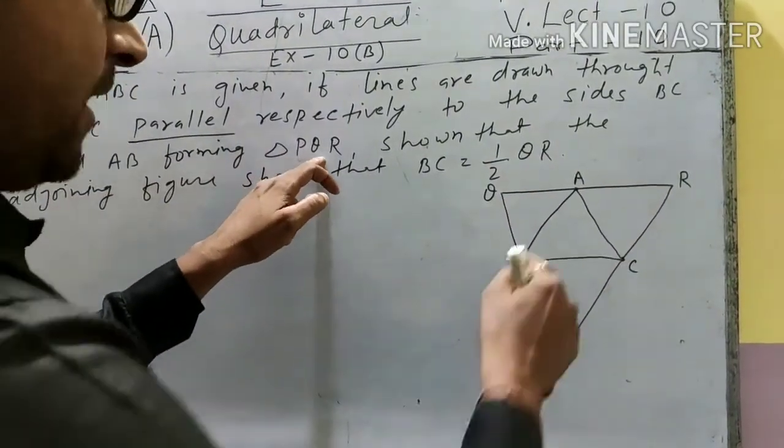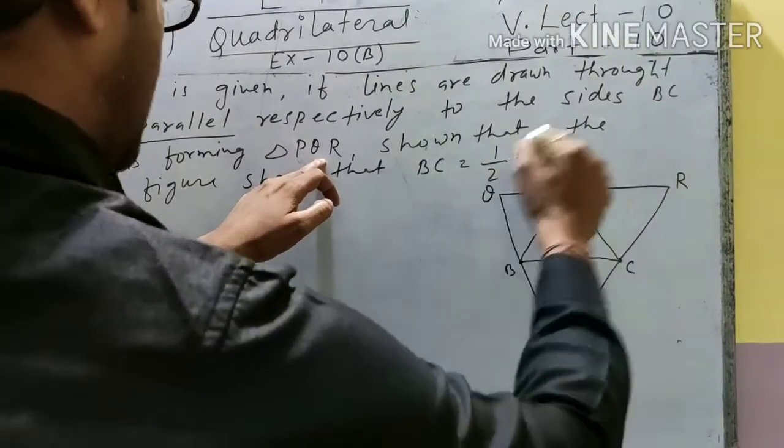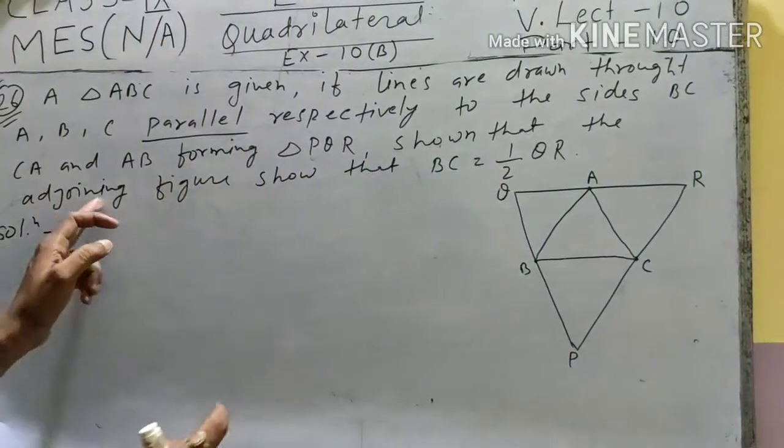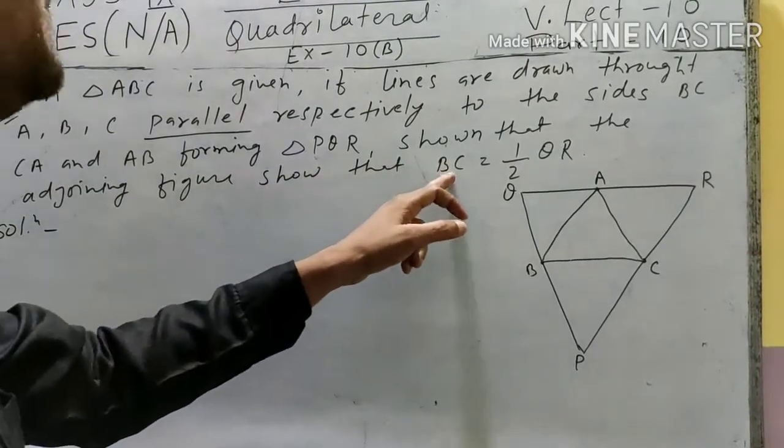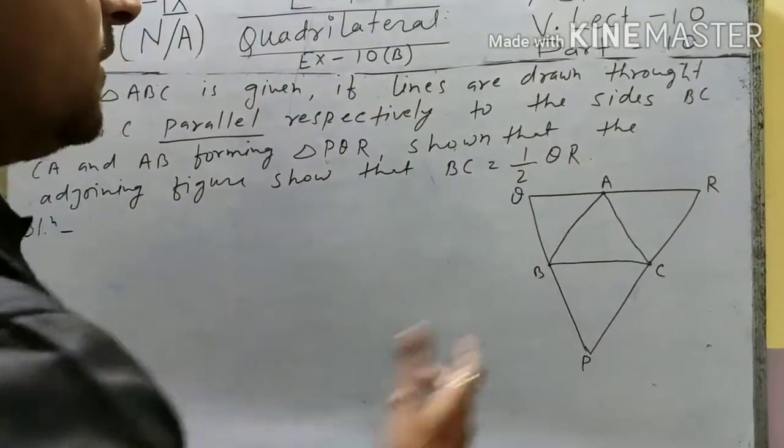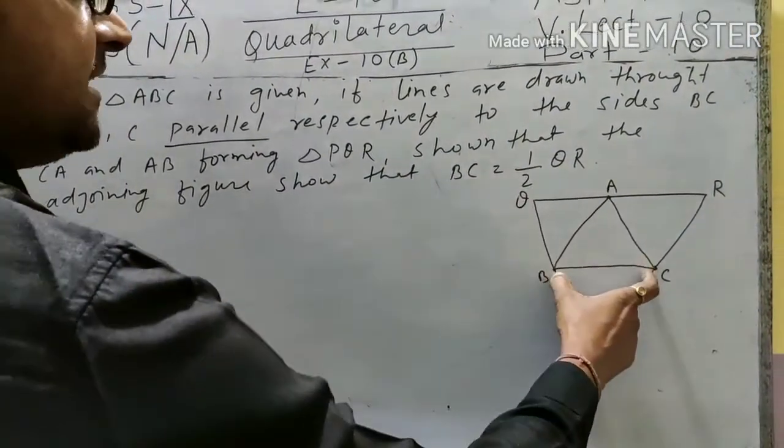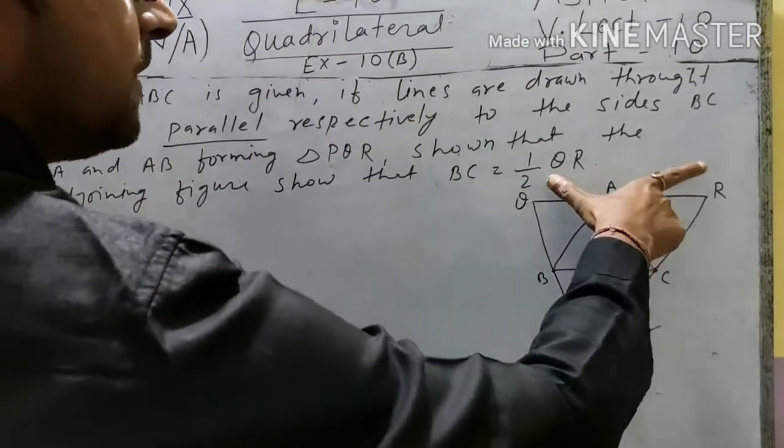Of a triangle PQR, so that in the adjoining figure, BC is equal to half QR.